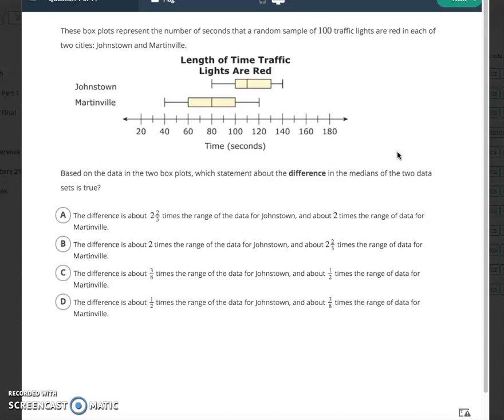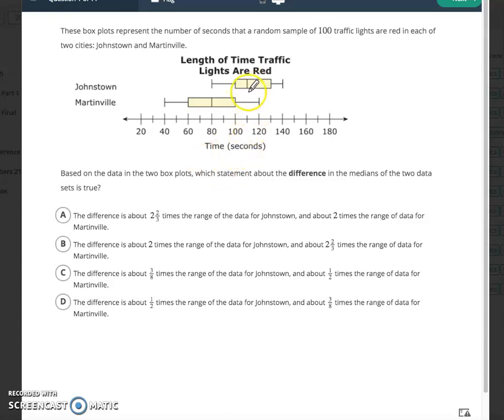So anyway, these two box plots represent the number of seconds that a random sample of 100 traffic lights are red in each of the two cities, Johnstown and Martinville. So there you go, the length of time traffic lights are red. Okay, and then the question is, based on the data in the two box plots, which statement about the difference in the medians of the two data sets is true? So first things first, let's look at the median for each one.